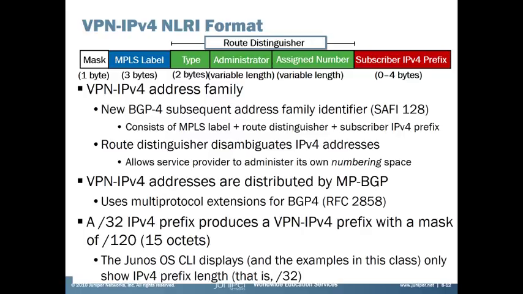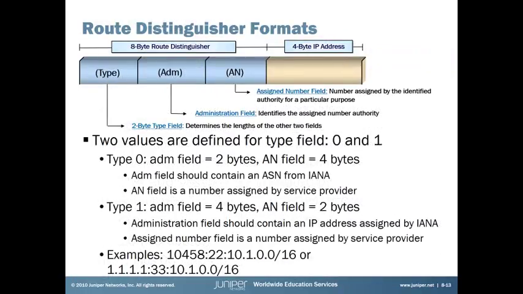Alright, so a /32 IPv4 prefix will produce a VPN IPv4 prefix with a mask of /120 or 15 octets. So it's a rather long route that we are advertising here. Okay, and that's what we're going to see in our Juniper operating system, exactly that.